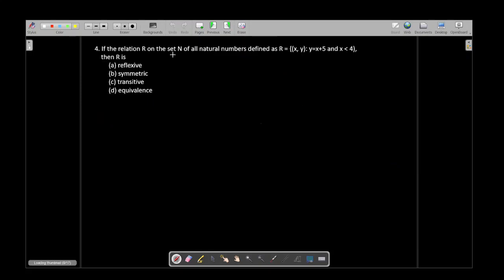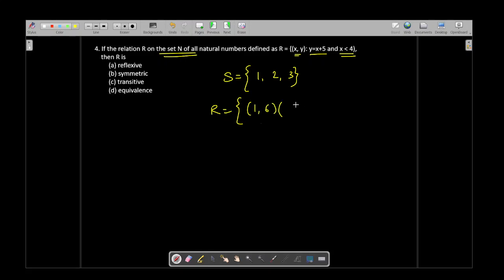So next problem. Here we have again the set of natural numbers. S is equal to the set of natural numbers, but x is less than 4. We can write 1, 2 and 3. The relation is x comma y such that y is x plus 5. So if x is equal to 1, y is 1 plus 5, which is 6. If x is equal to 2, y is 2 plus 5, 7. If x is equal to 3, y is 3 plus 5, 8. So only three ordered pairs.